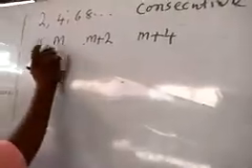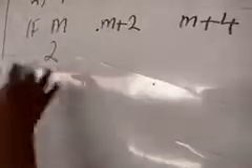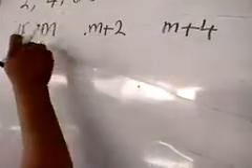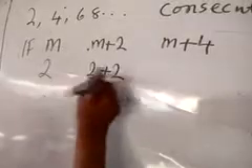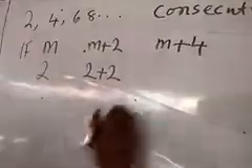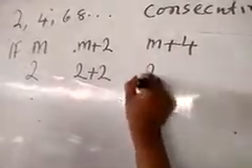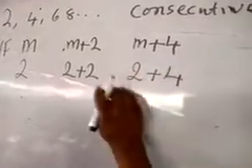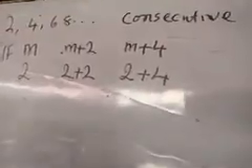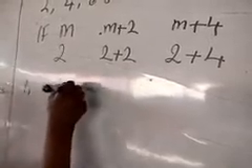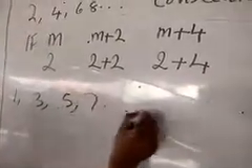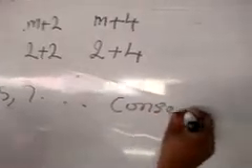So let's see if it is true. Now if m is 2, the next number now is what? 4. And now if m is 2, the next number will be 2 plus 2, and that will give you 4. And the next one is also what? 2 plus 4, and that will give you 6. Now also, if you know that your odd numbers are 1, 3, 5, 7, and so forth, you call it what? Consecutive odd numbers.